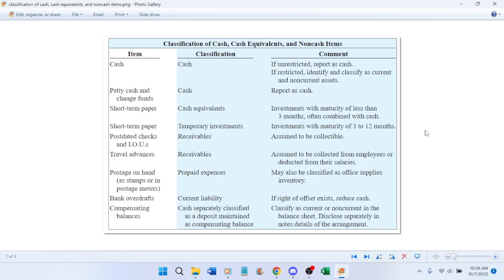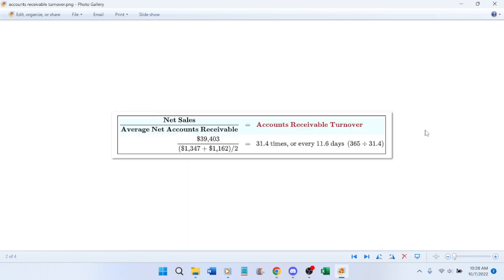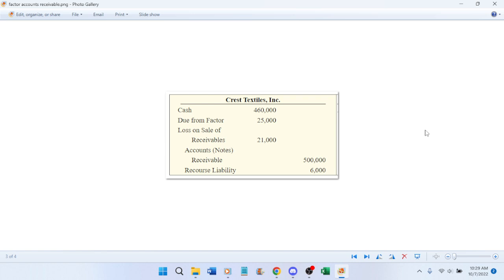This is the last time I'm going to be studying this thing. Accounts receivable turnover is net sales divided by average net accounts receivable. Do 365 divided by that number to get days. Do the sale factor. I don't even remember what it's called.